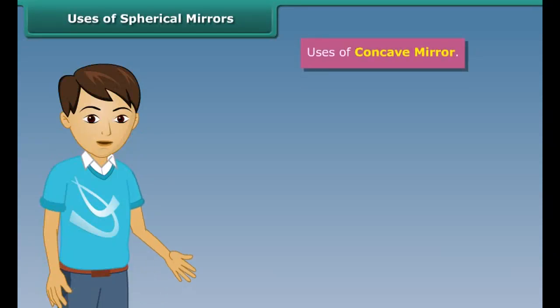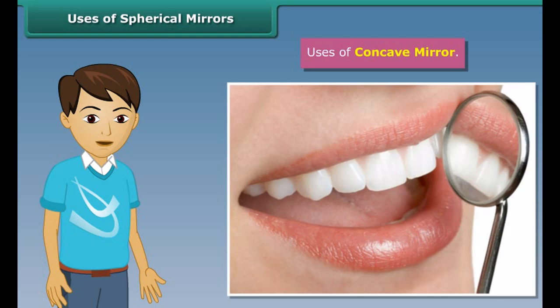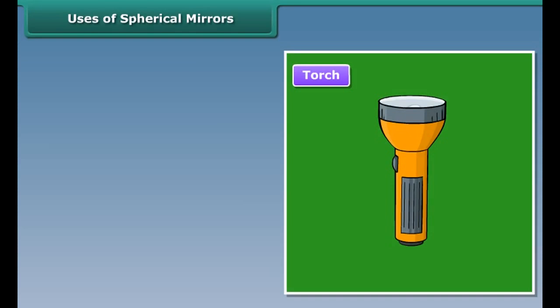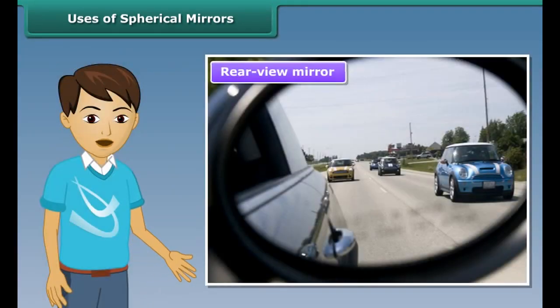Let's see uses of concave mirror. Concave mirrors are used by dentists to obtain a magnified image of the teeth. They are also used as reflectors of torches and headlights of cars and scooters. Similarly, convex mirrors are also used as rear-view mirrors in cars and on motorcycles to help the drivers to see the traffic behind them.